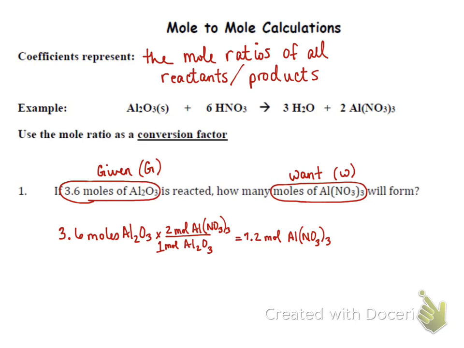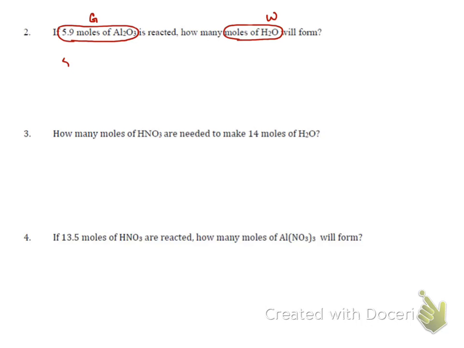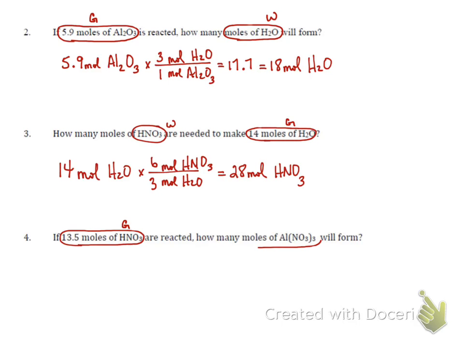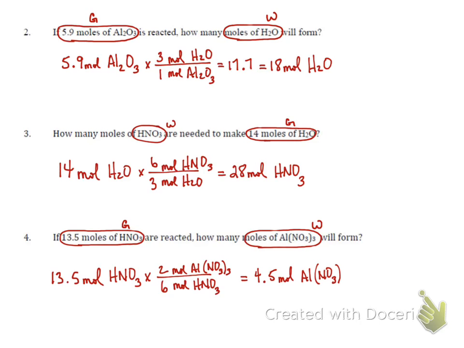So go through and do the next couple and then turn it back on and check your work. Okay, so again, for each one, label the given and what you want or what you're looking for.